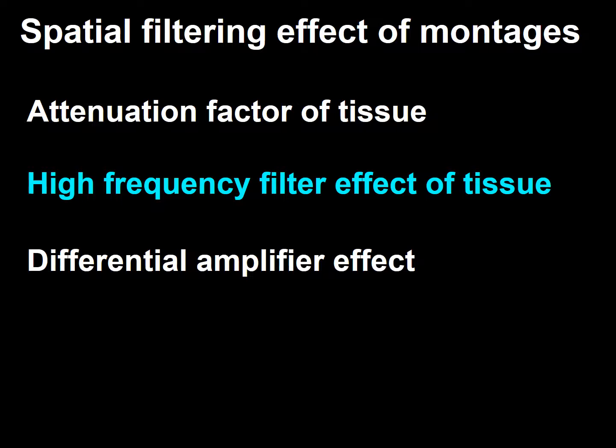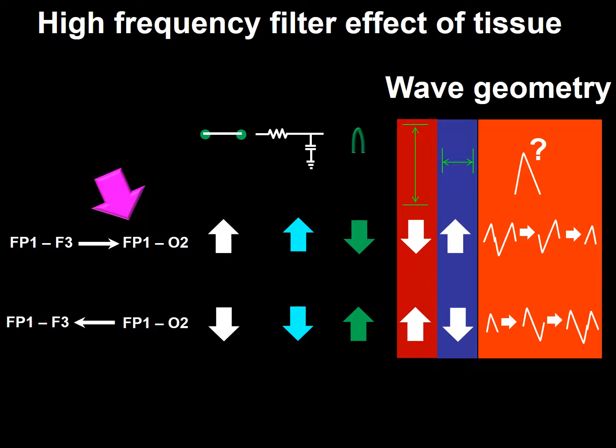The second factor influenced by distance is the high frequency filter effect of tissue. We have alluded to this a few minutes ago. The tissue preferentially behaves like a fast frequency filter, as I previously stated. Thus, the fast frequency filter effect of tissue when going from FP1 to F3 towards FP1 to O2, that is when the distance between the electrodes increases, the high frequency filter effect will also increase.